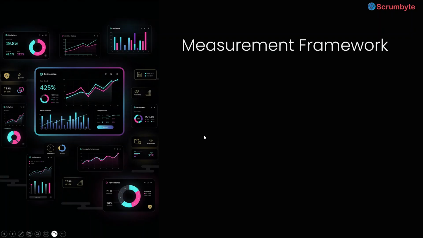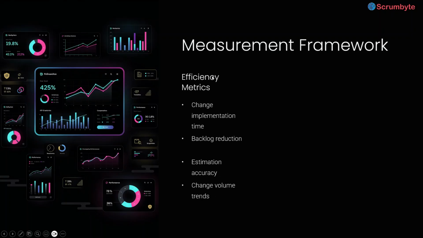So these are the different types of measurement frameworks. So what is the efficiency metric? Change implementation time. Okay, what is the backlog reduction? Is there a backlog? How well are you able to estimate, what is your estimation, and change volume trends, how many changes are there, in terms of numbers.